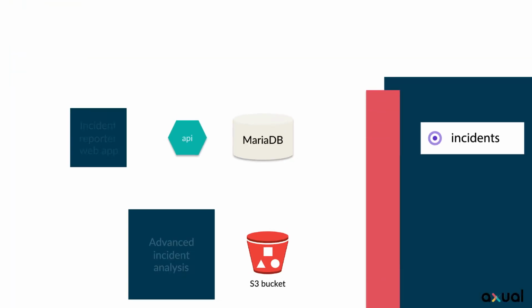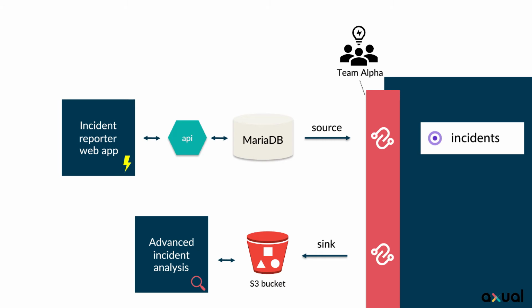In this example company, employees report IT incidents with a web app, which stores its data in a MariaDB database. This web app isn't actively maintained anymore, but the organization wants to make use of those incidents for advanced analysis in real time. In the future, the company might want to introduce additional functionality based on these incidents, so offloading this data to the streaming platform makes sense for them.